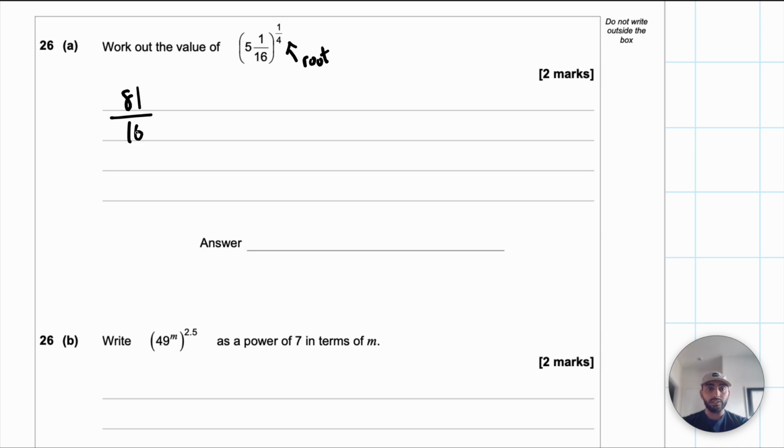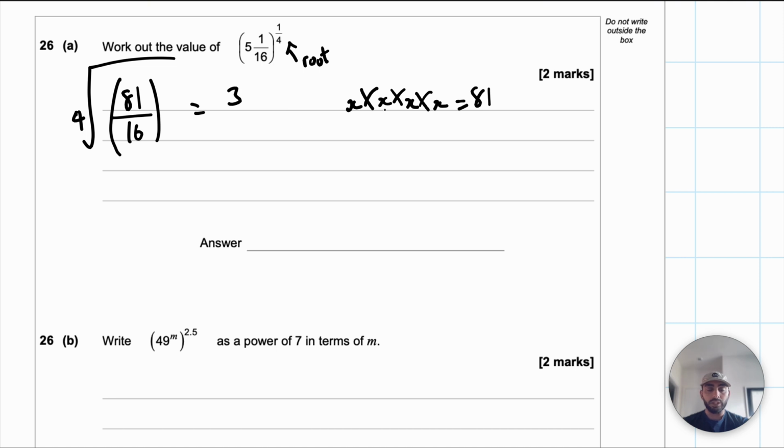That's 81 over 16. So I'm looking for a number that multiplies by itself 4 times. So x times x times x times x would be equal to 81. So it's going to be a very small number. I know that this one will be 3. 3 times 3 is 9. 9 times 3 is 27. 27 times 3 will be 81. So normally with these questions, the answers will be smaller than 5. For the fourth root of 16, 2 times 2 times 2 times 2 would give me 16. So it'd be 3 over 2.